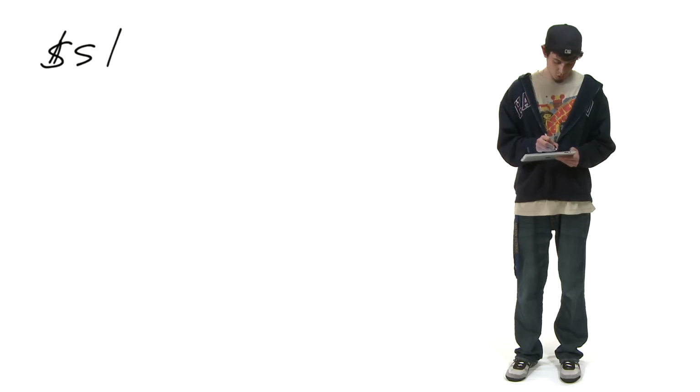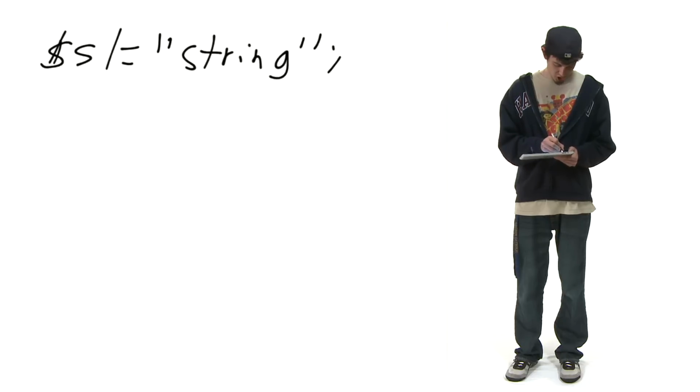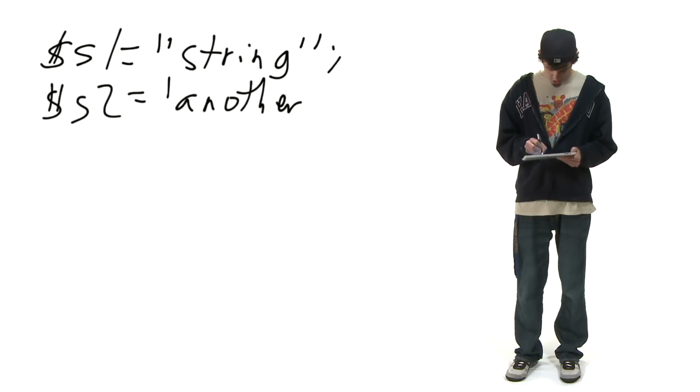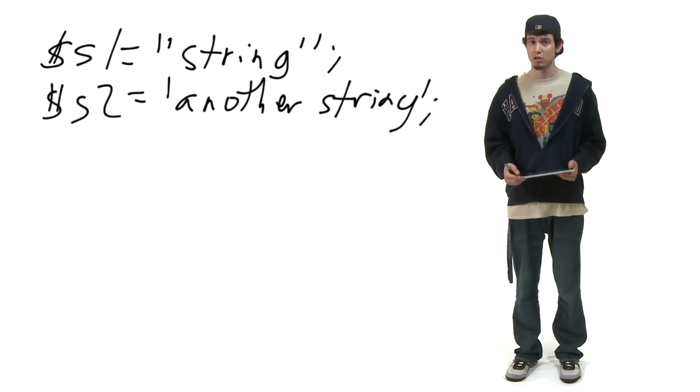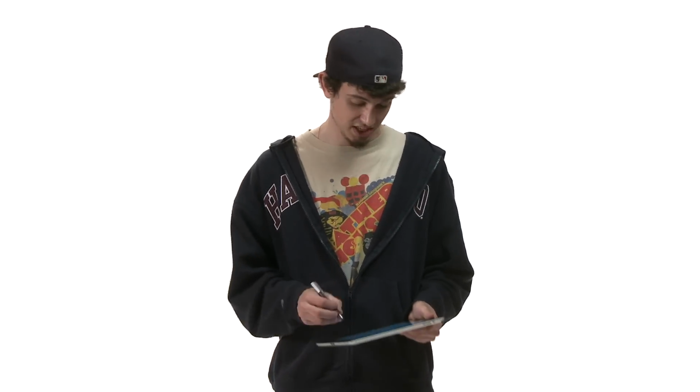In PHP, we can create strings using double or single quotes. So both of these variables are strings. $S1 = "string". $S2 = 'another string'. So what's the difference between these two? Well, it's pretty common to want to include the value of a variable inside of a string. One way to do this would be to use PHP's dot operator, which concatenates strings. So we could do something like this.